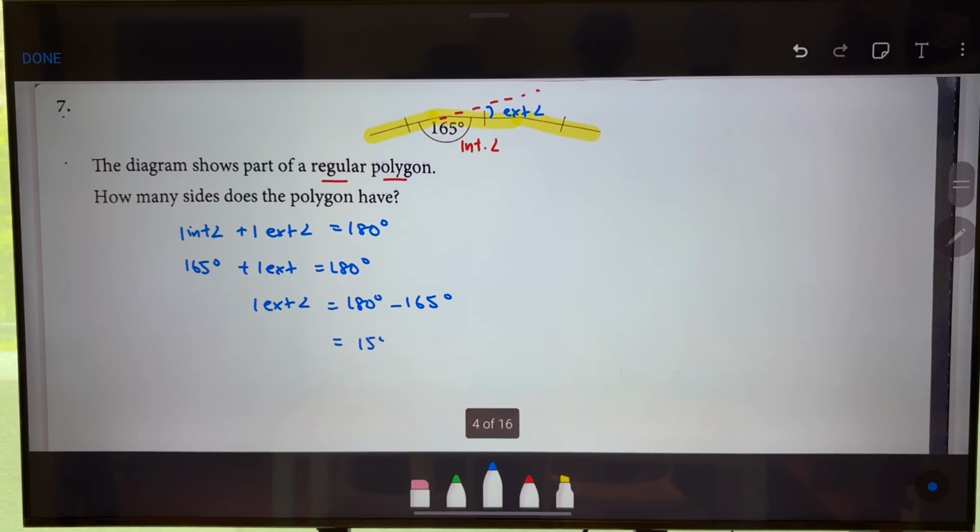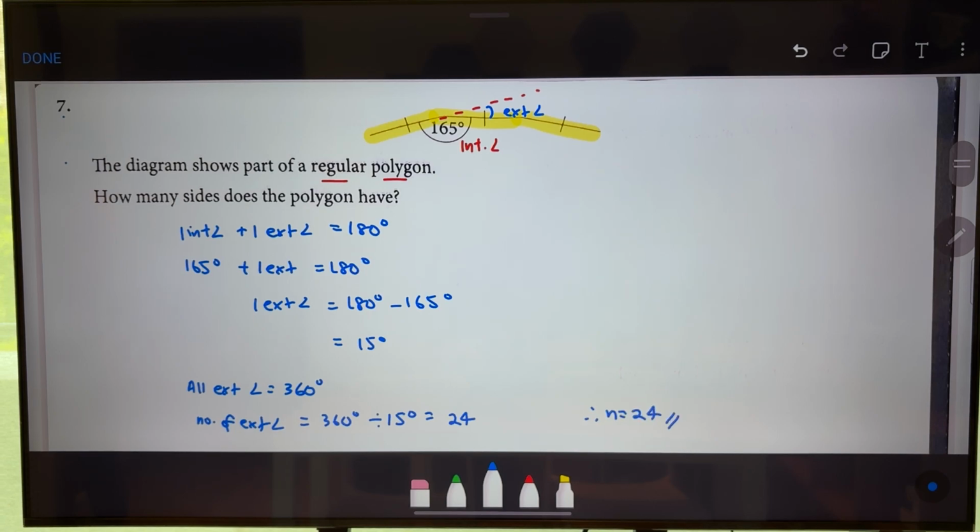Okay, so if one exterior angle is 15 degrees, and we also know that all exterior angles add up to 360, then how many times of this 15 will give us 360? So what's the next step? Divide. 360 divided by 15. So number of exterior angles is 360 divided by 15. That gives us 24. So if there are 24 angles, then the polygon will have 24 sides. So therefore, n equals 24. Layla managed to get that? Okay, great. Let's move on.